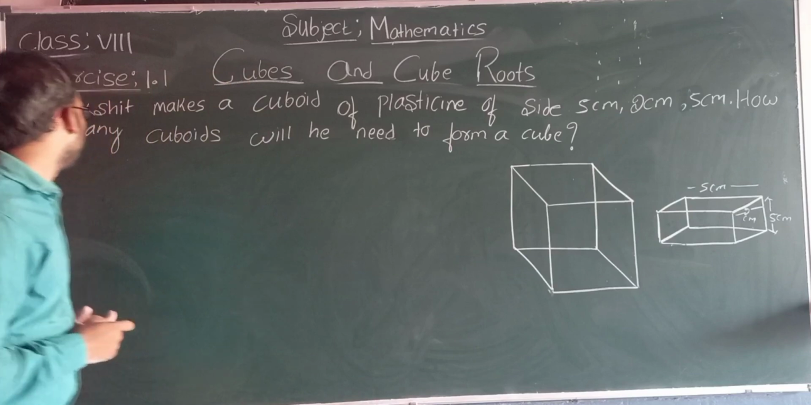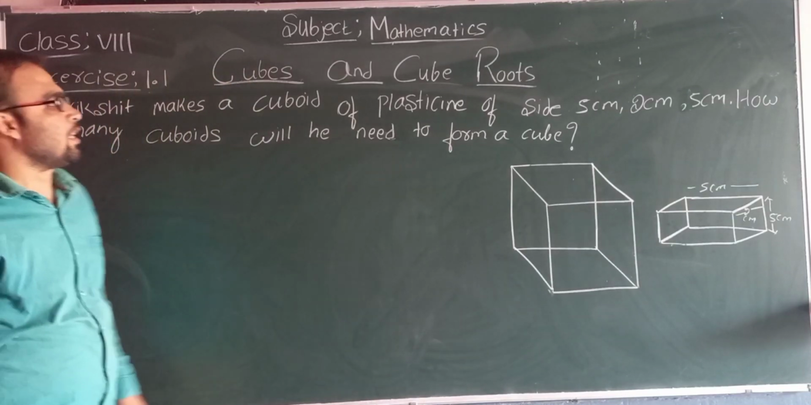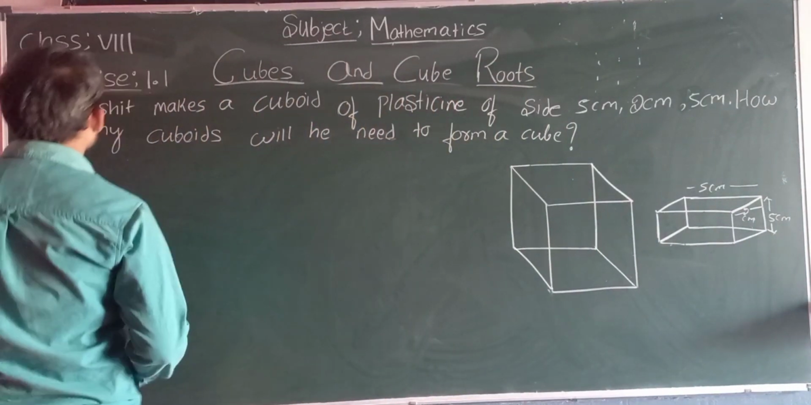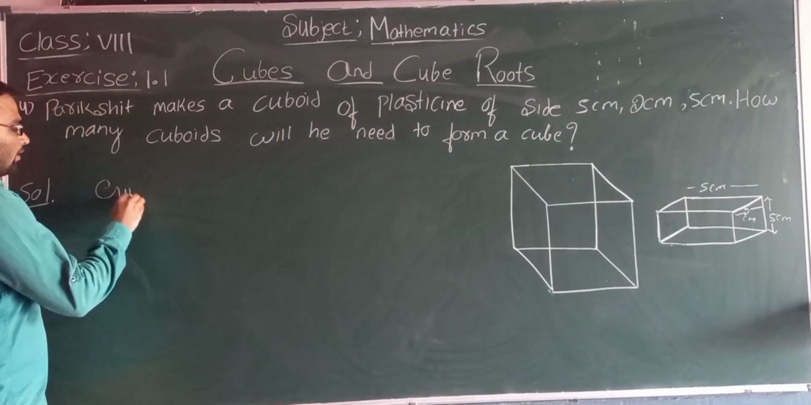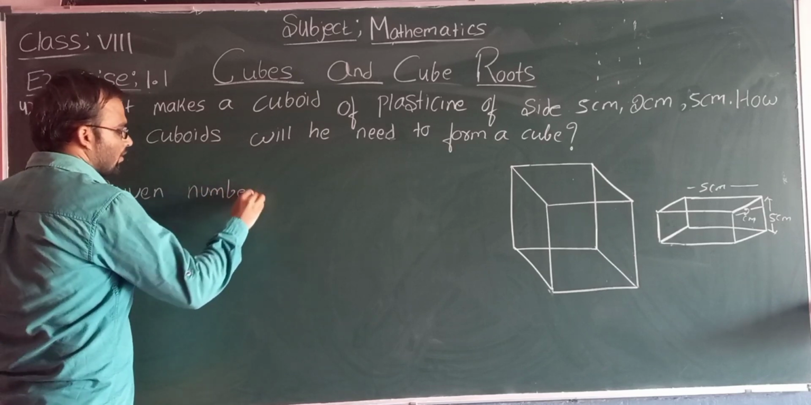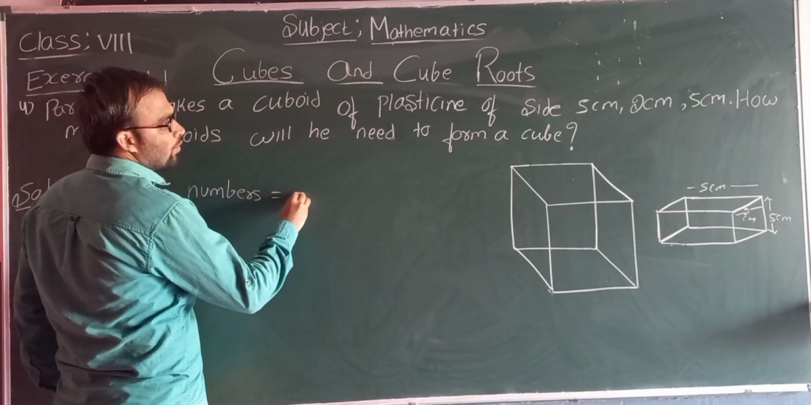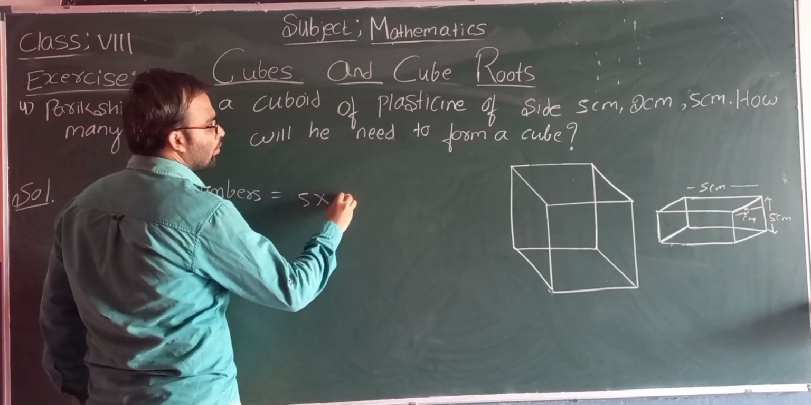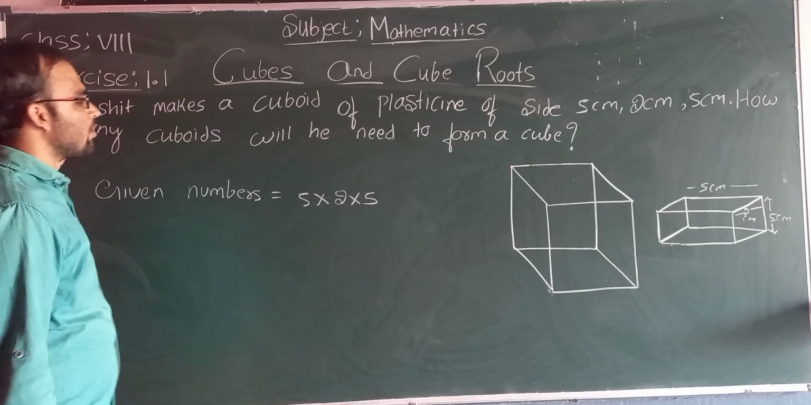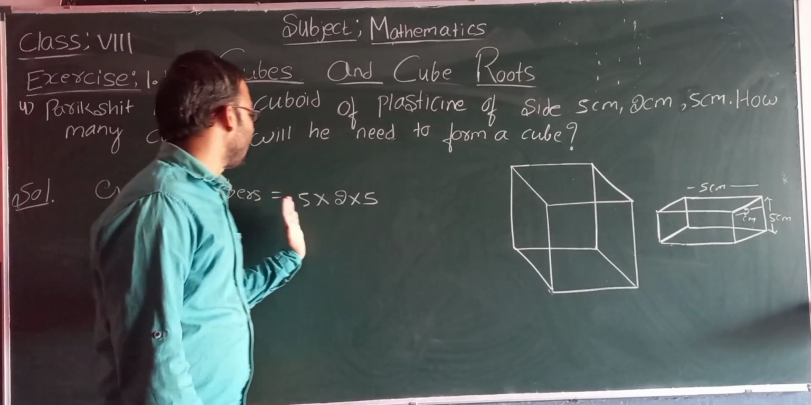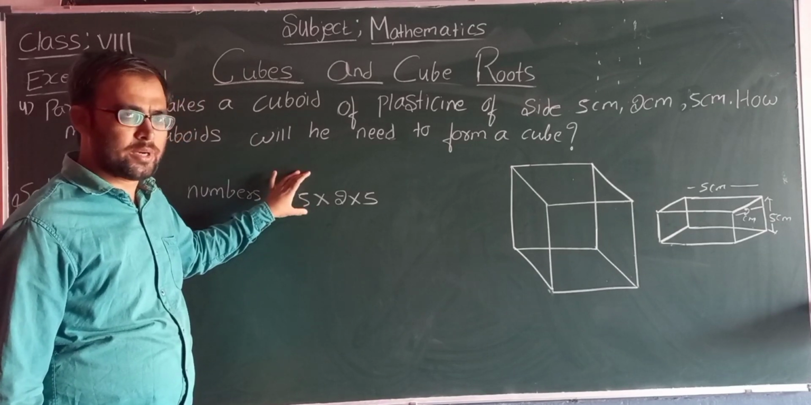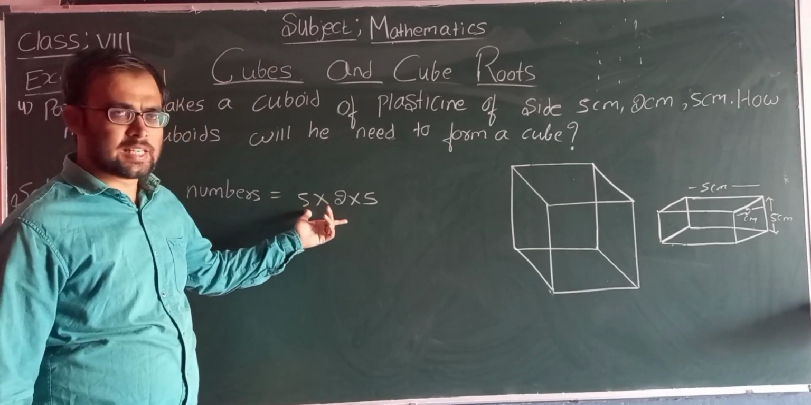So here look at here, students, what are the given numbers? That is 5, 2 and 5. Given numbers equal 5 into 2 into 5. Students, just look at here. So here we cannot make a group now. We cannot make even a single group with the same number. So here 3 numbers are there.